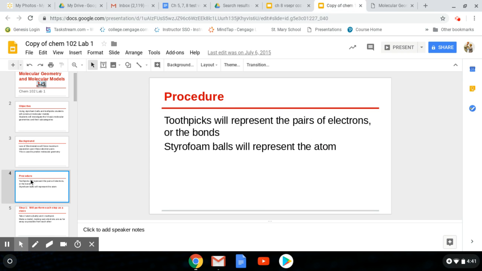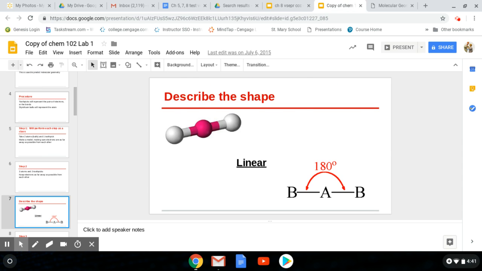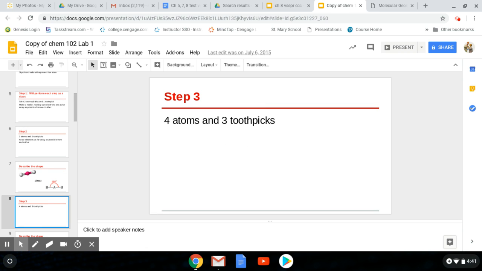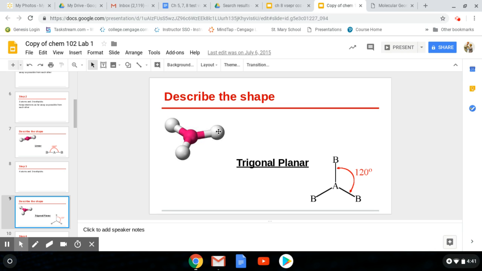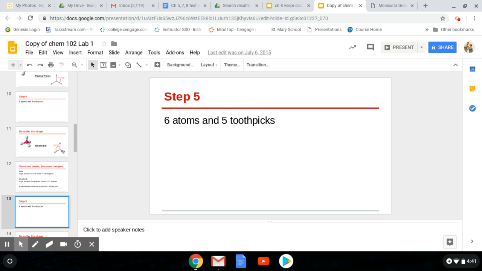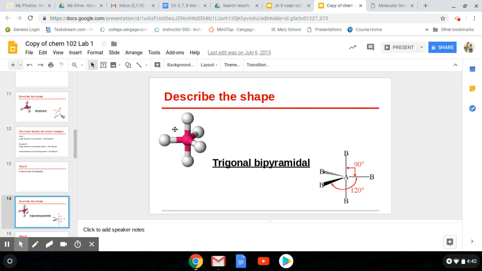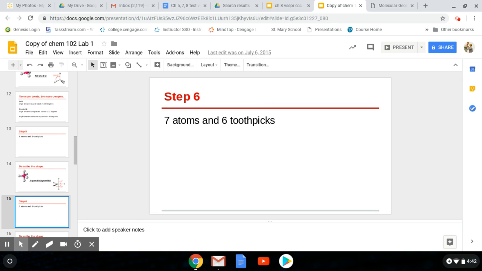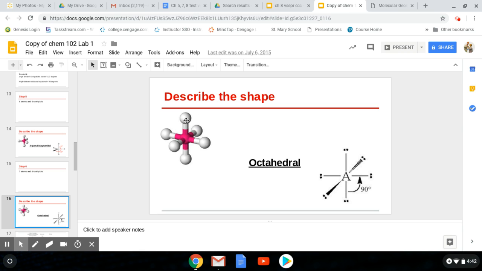So let's go through some more pictures because I think that's what really does help. So this is our linear. Notice 2 atoms around the central pair. Trigonal planar. This is 3 bonding pairs, 0 lone pairs. This is tetrahedral. 4 bonding pairs, 0 lone pairs. 5 bonding pairs: trigonal bipyramidal, because if you take a look, you can make a pyramid on the top and a pyramid on the bottom. Octahedral has 6 bonding pairs.